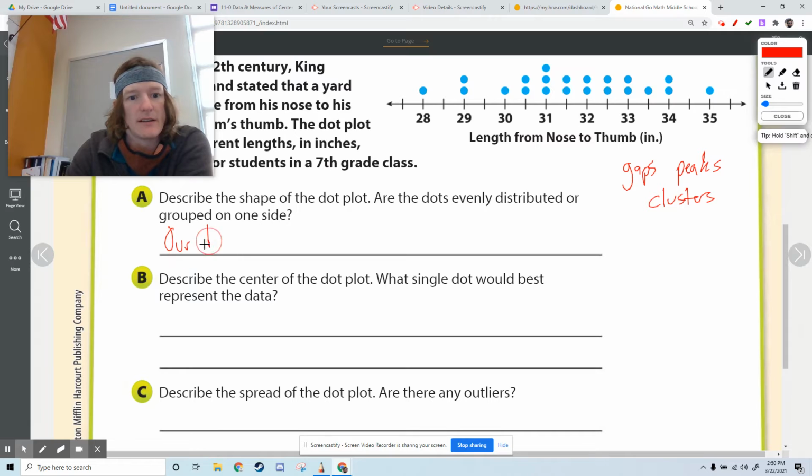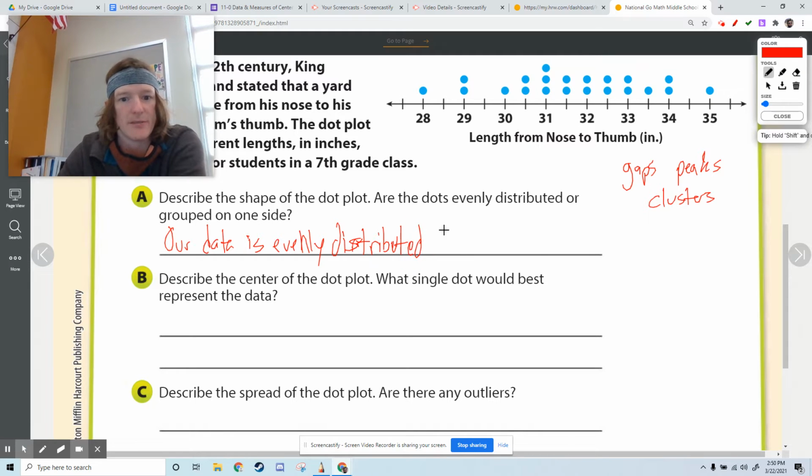So our data is evenly distributed. Well, that's barely a word. Distributed. It's hard to write with this page marker for some reason. Our data is evenly distributed.